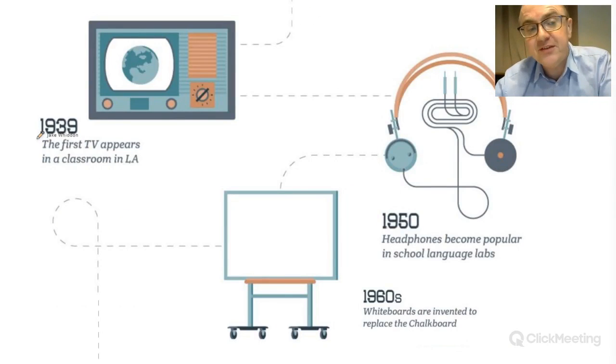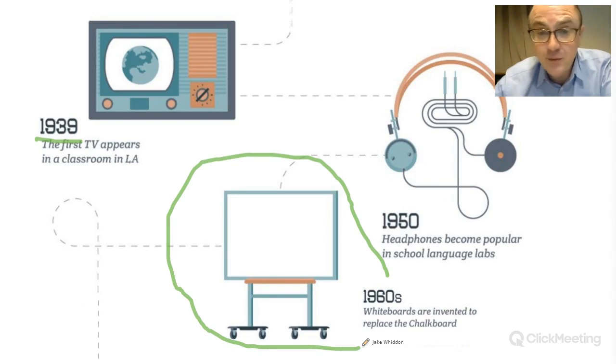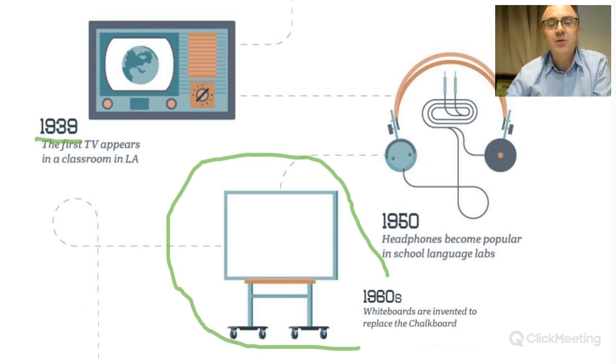Then I was surprised to see this in 1939. First TVs appear in an American school, and then the first headphones. Not till the 1960s did we see the first whiteboards. And that's not IWB, that's just normal whiteboards. So quite late. There were televisions in the classroom before the whiteboard. I would say I think whiteboards have helped me teach just for how quickly you can write, etc.